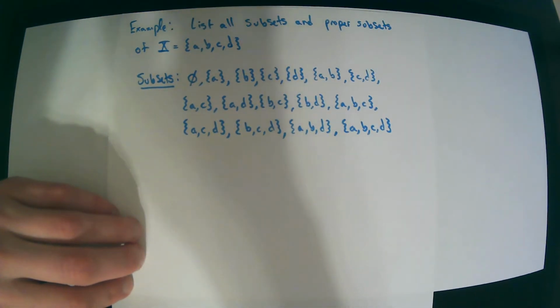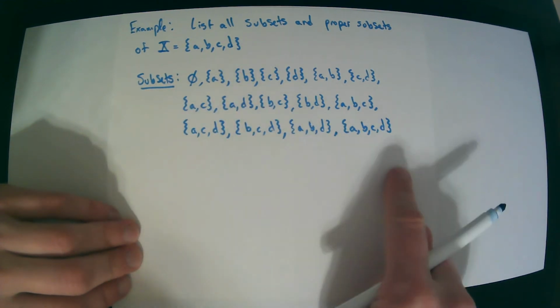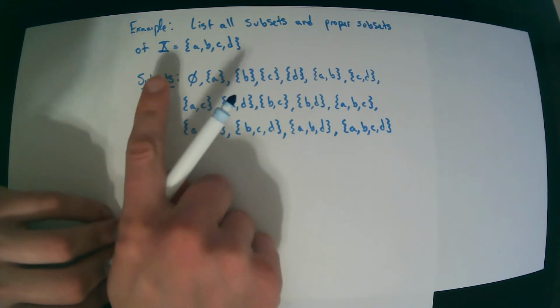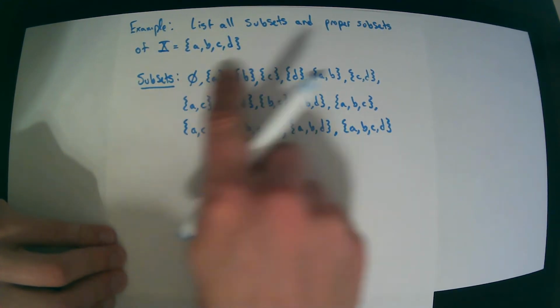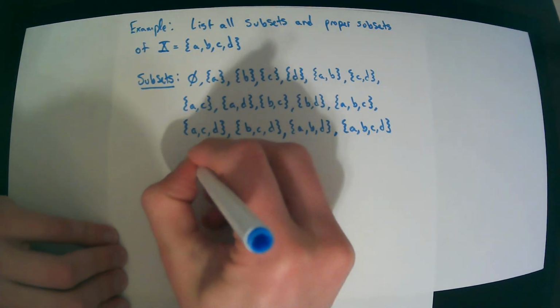Now, these are subsets, so technically I can also list the entire set as well. These are all subsets. Because remember, I'm not listing proper subsets yet. I'm about to, but since this is just a list of subsets, I can list the set itself. So let's just note that there are 16.